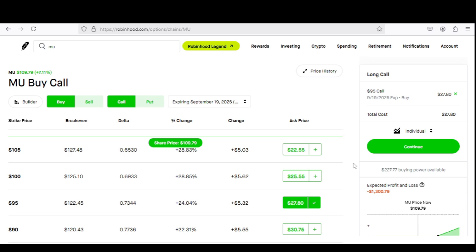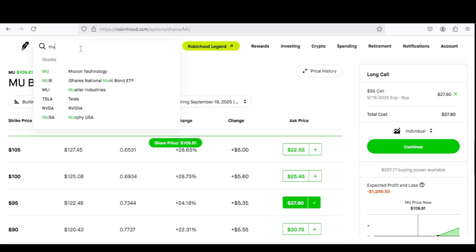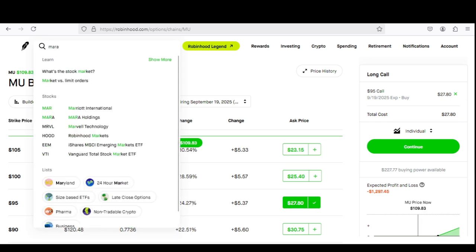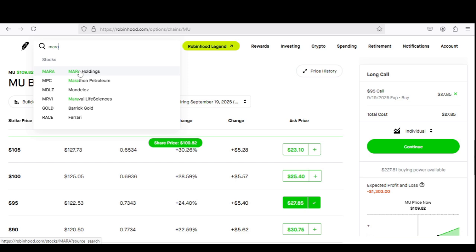So now you probably have around less than $5,000 left. So let's go ahead to our different strategy. For the next strategy I'm going to be going with none other than Marathon Digital, ticker MARA.